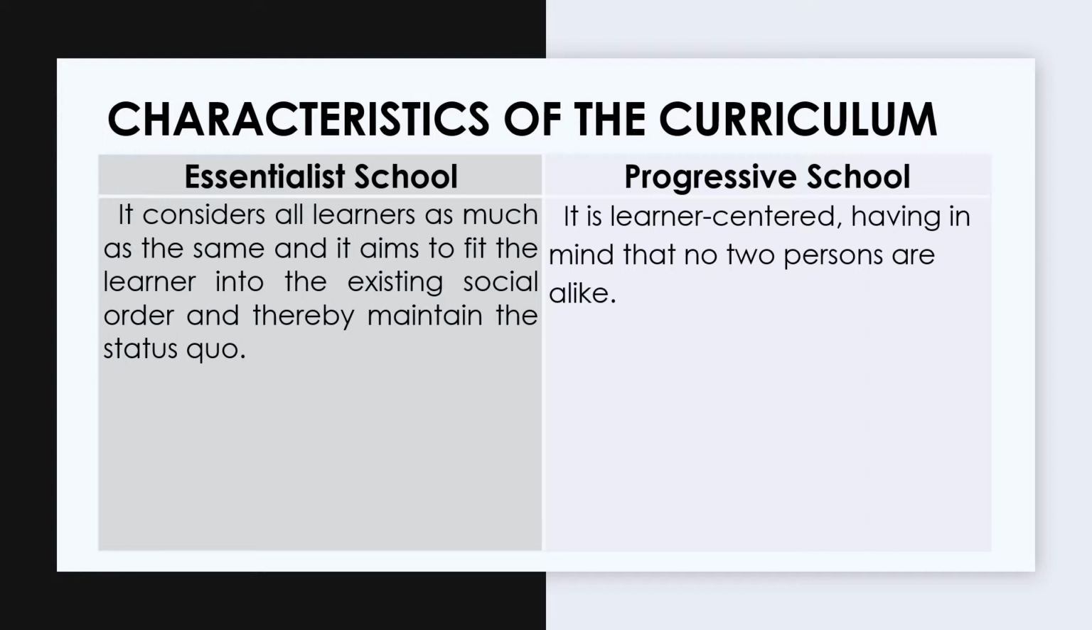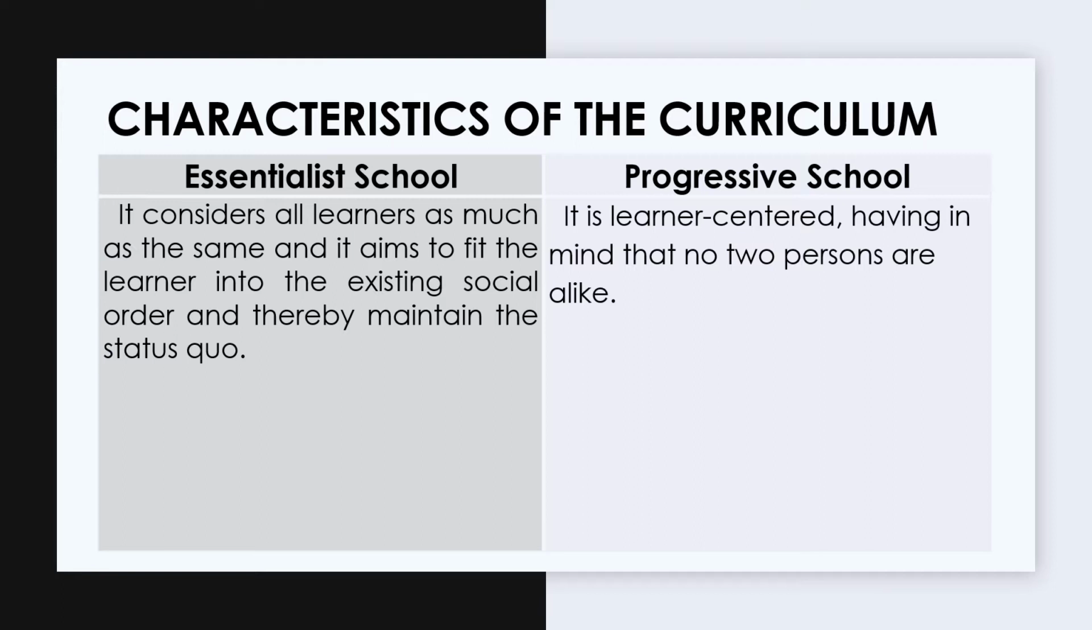So in that case, since they are considered to be the same, it aims to fit the learner into the existing social order. Meaning to say, fitting the learner into the existing social order. This is the expectation of the society from you. So you have to act in accordance with what is expected of you by the society. Talking about certain directives or orders coming from higher authorities, and thereby maintaining the status quo, right? If everyone follows orders, then the situation or condition is always peaceful and orderly.